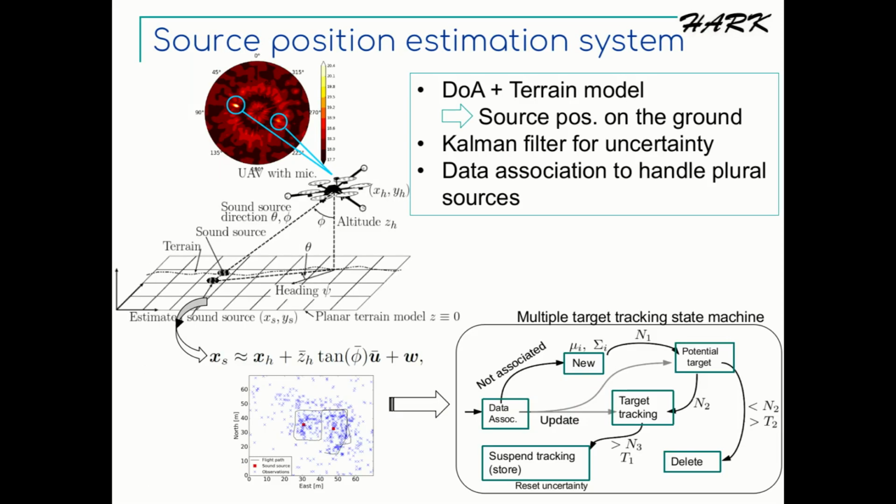There might be plural or multiple targets in the environment. We introduced multiple Kalman filters to track each of them according to the detection of the new targets, and the state machine to control or manage those multiple Kalman filters is shown here.